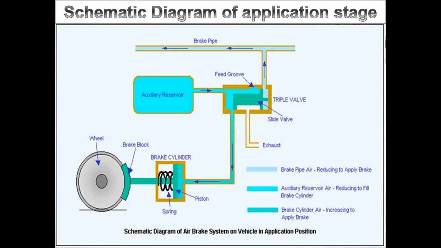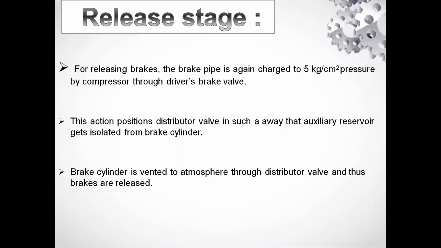You can see the brake pipe air lines. The air is passing through those pipelines, and the air moves on to the brake cylinder. The brake cylinder has a spring and piston, so that piston compresses the spring, and the air is passed through to the brake block. The brake block is attached to the wheel to stop the vehicle. So this is the overall working of the pneumatic braking system.